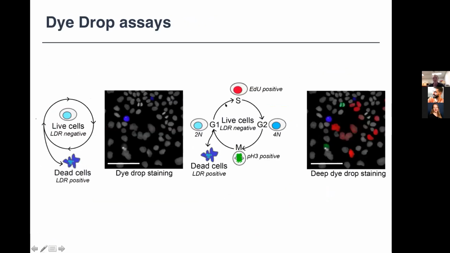And so after you've waited an appropriate amount of time, it's then time for your endpoint analysis. I'll introduce you to two assays. They're both variations on what we refer to as DyeDrop assays. That'll become clear in the next slide, what the meaning of that is. In the simplest form, we're just looking at live cells and dead cells, staining them with Hoechst and a live dead red dye, which is visualized in blue, or a more phenotypically rich assay that also incorporates EdU for cells in S phase, as well as phosphohistone H3 for cells that are in M phase.